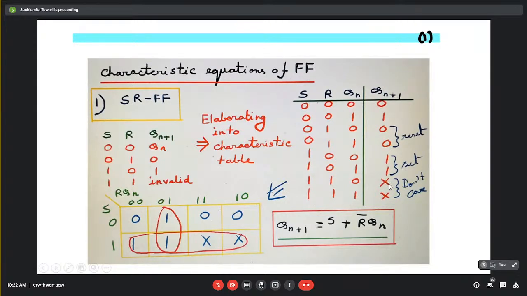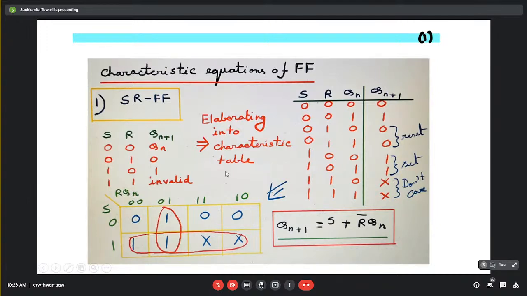We cannot predict it, so we put a don't care over here. Now, to write this Qn plus 1 as a function of these three, all we need to do is generate a Carnot map or a K map. That is exactly done over here. Here it is 0 and 1 S value, and R and Qn is placed over here.